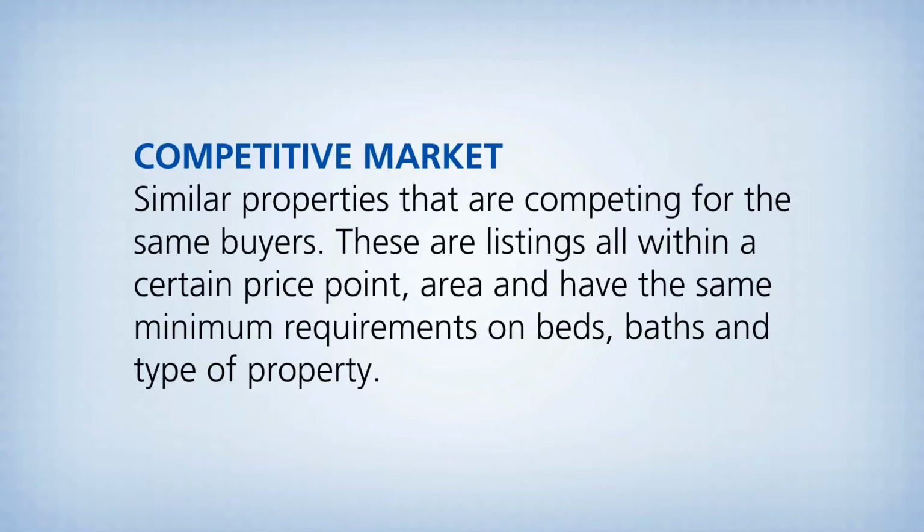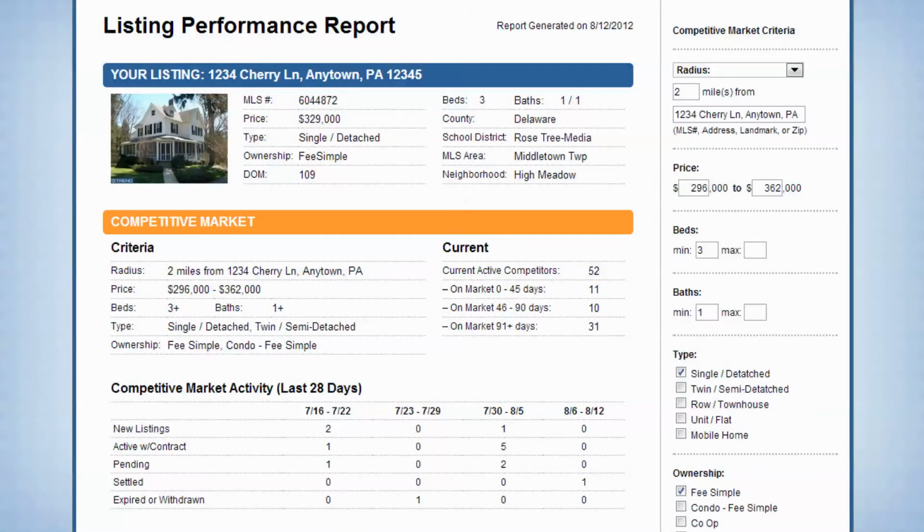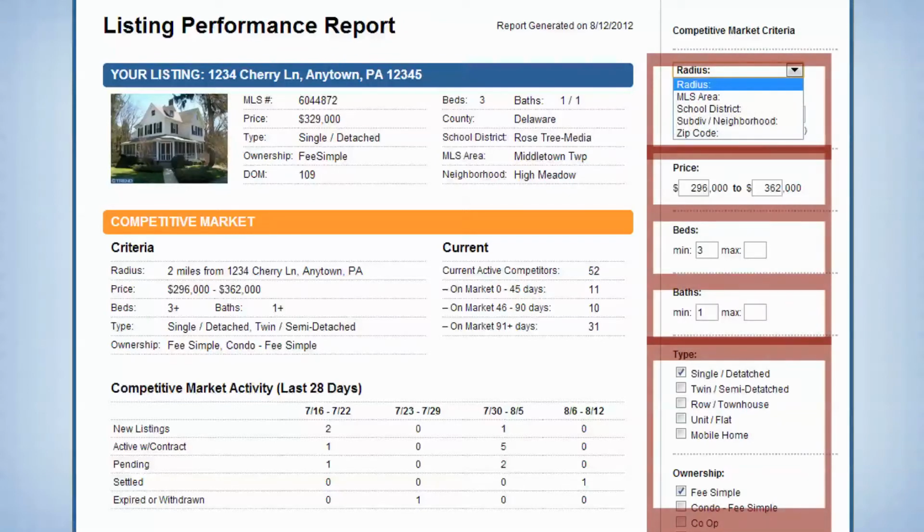This has less to do with matching specific details of a property and more to do with what a local buyer is considering when looking at homes. In this example, you can see that the price, beds, and baths are represented as a range. If you want to expand the competitive market or change the criteria that's being used, you can. Simply adjust and change the way the area, price, beds, baths, types, or ownership are defined.